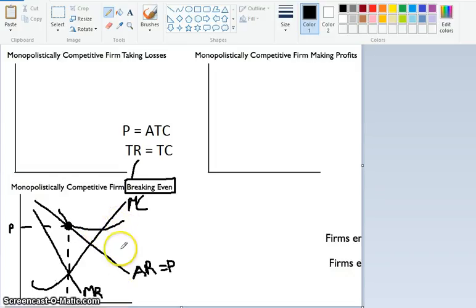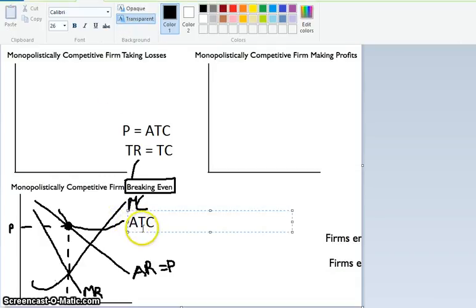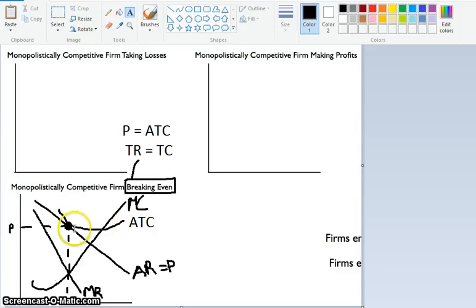Not bad. And I'll just type this in now. So your ATC curve is tangent at this point to your AR curve. It hits in just one spot. This is really, really tricky to draw, is the bottom line. But you can see my ATC curve hits at the same place where my AR and price are. So my total revenue equals my total cost. They're the same box here. And this is what a monopolistically competitive firm will do in the short run.